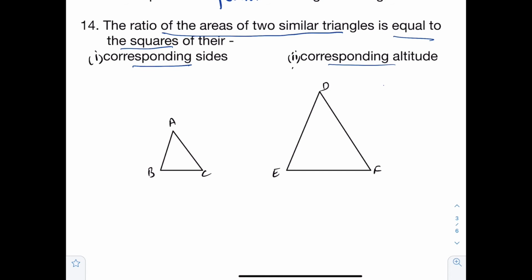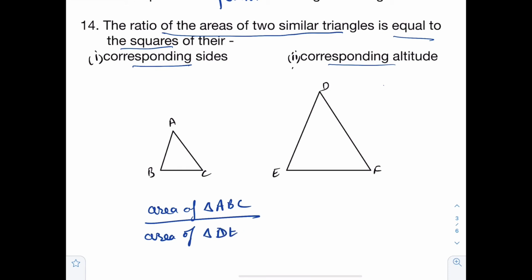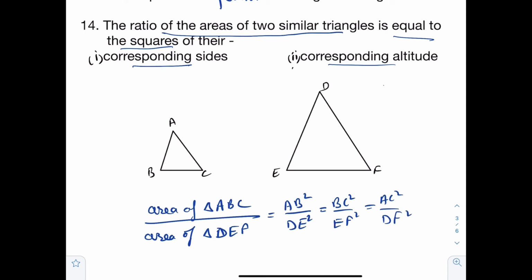So area of triangle ABC upon area of triangle DEF is equal to AB square upon DE square, equal to BC square upon EF square, equal to AC square upon DF square. So these are corresponding sides and corresponding altitudes.